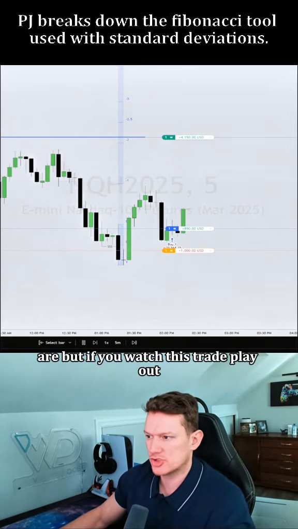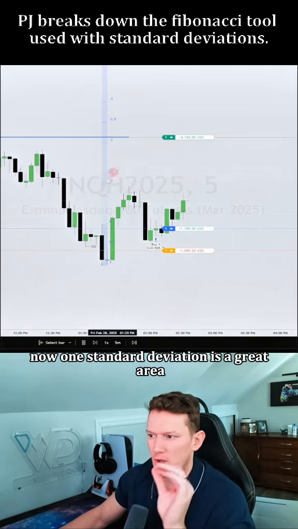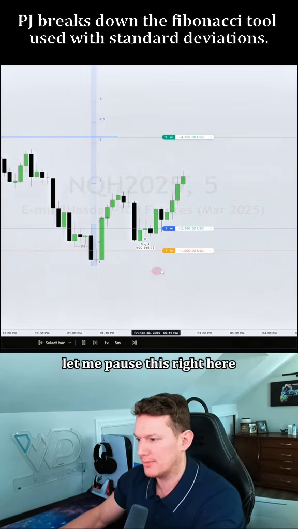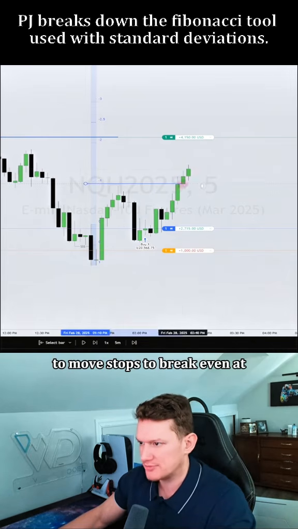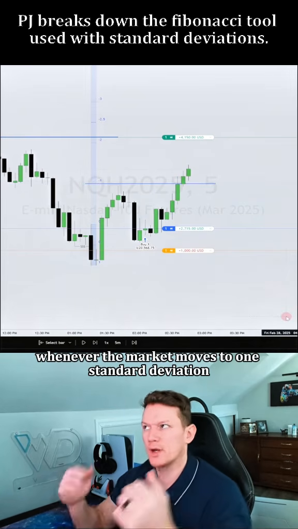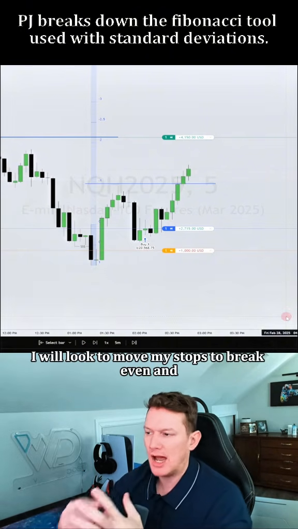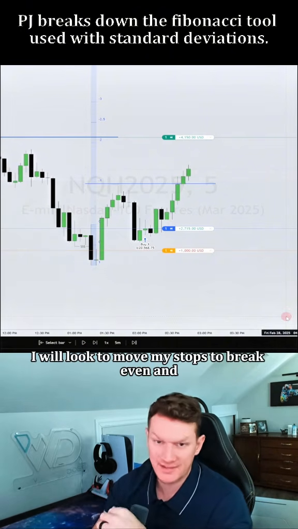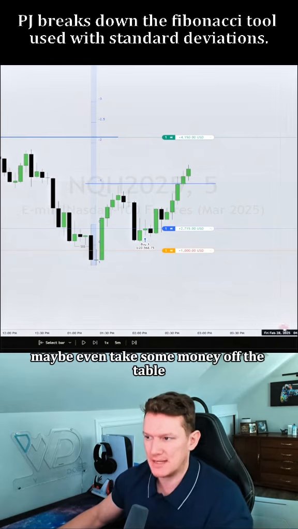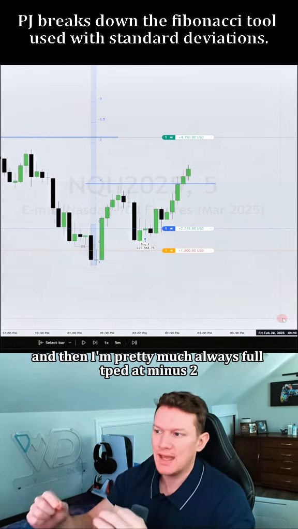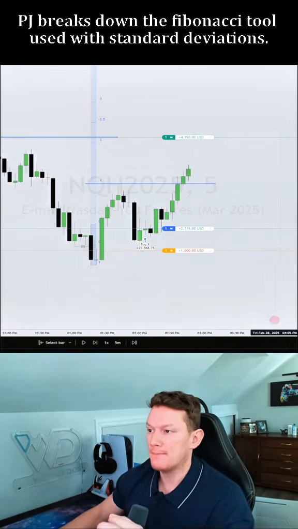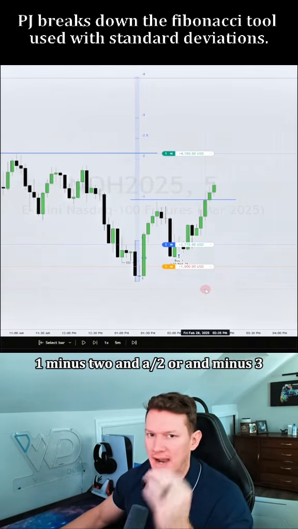But if you watch this trade play out, now one standard deviation is a great area. Let me pause this right here. One standard deviation is a great area to move stops to break even at. Whenever the market moves to one standard deviation, I will look to move my stops to break even and maybe even take some money off the table. And then I'm pretty much always full TP'd at -2, -2.5, and -3.